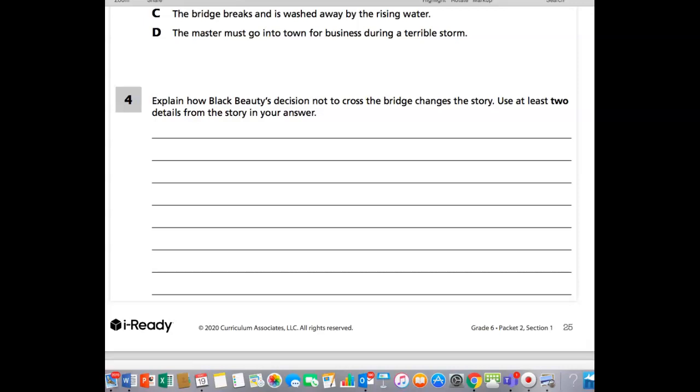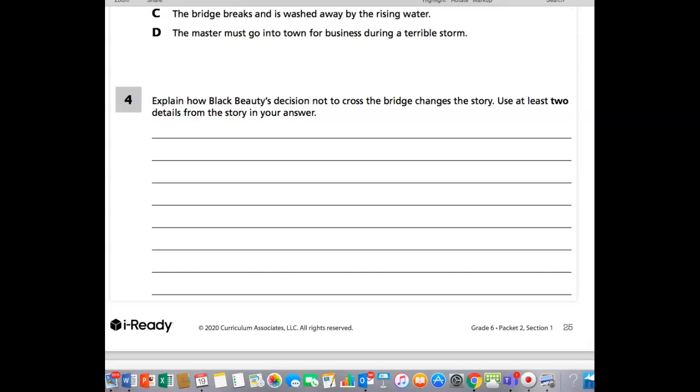All right, so actually today's reading you did yesterday. Today's reading was just number 4 on page 25. If you did it yesterday, you're finished with reading for today. If you didn't, then you just have to do this short answer that says, explain how Black Beauty's decision not to cross the bridge changes the story. Use at least 2 details from the story in your answer.